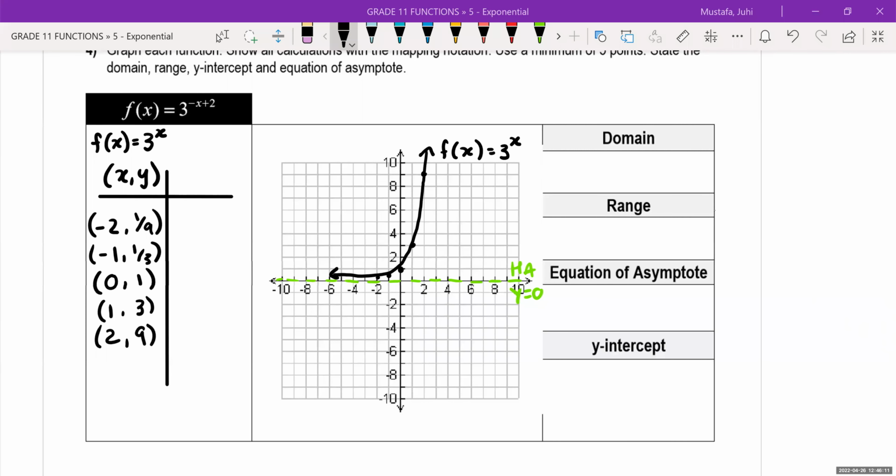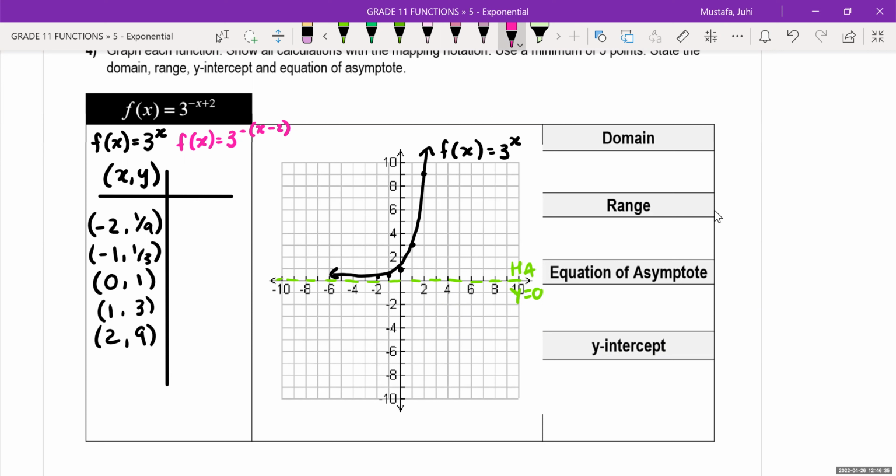All right, now we're ready to graph our transform function. So the first thing I'm going to do is I'm going to recognize that this function is not in factored form, and that is a really important step. So we're going to factor it by taking out the negative, and it's going to be x minus 2. So f of x is equal to 3 to the power of negative x minus 2.